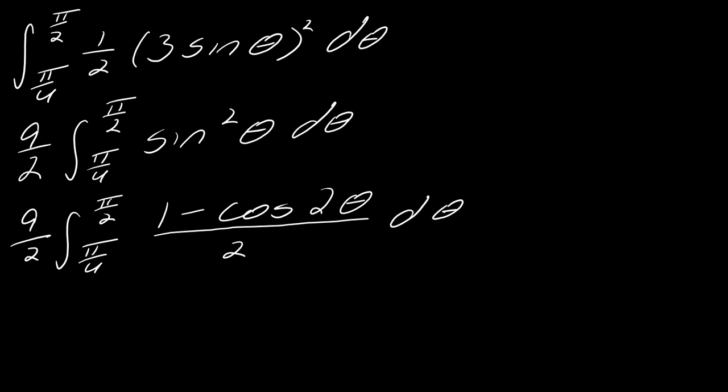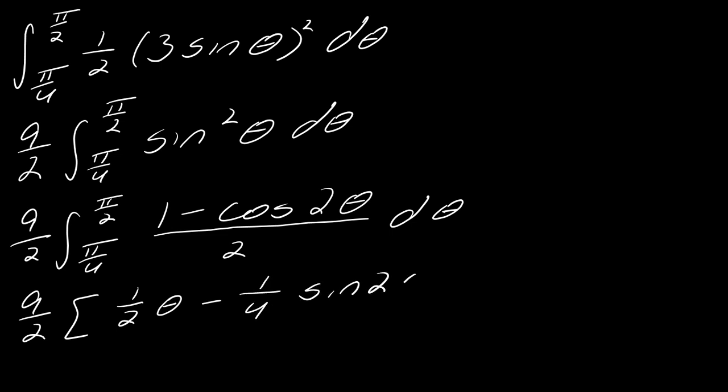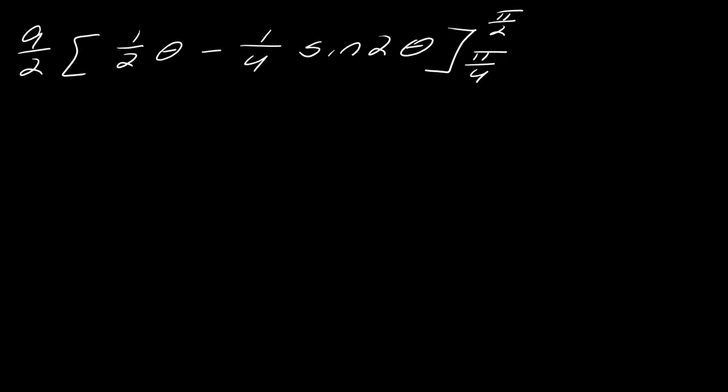Then I can just integrate this. I'm going to have 9/2 times 1/2 theta minus 1 over 4 sine 2 theta. And now I just need to plug in my limits of integration. We just have to be a little careful with this. Okay, so now we can plug everything in.